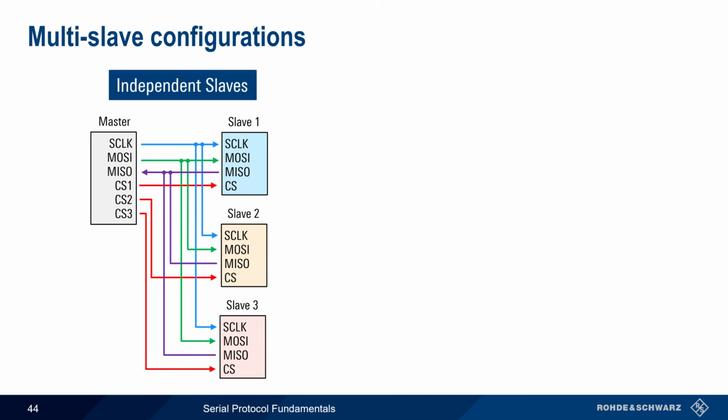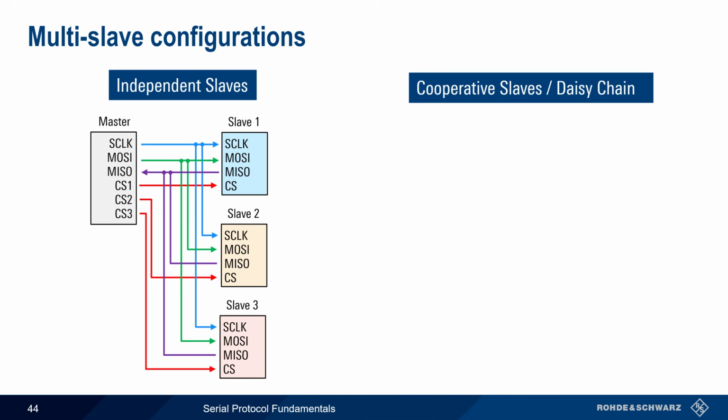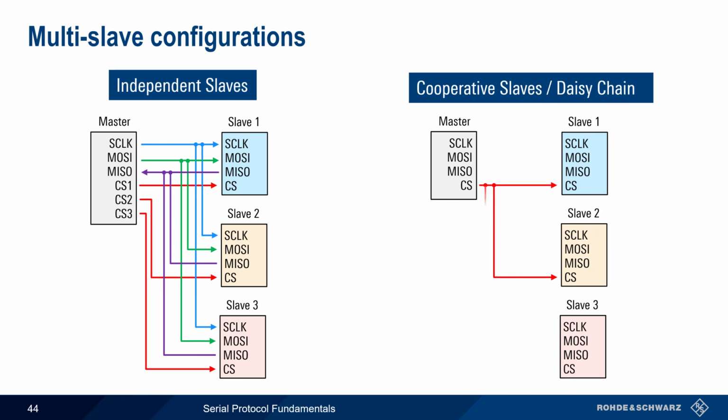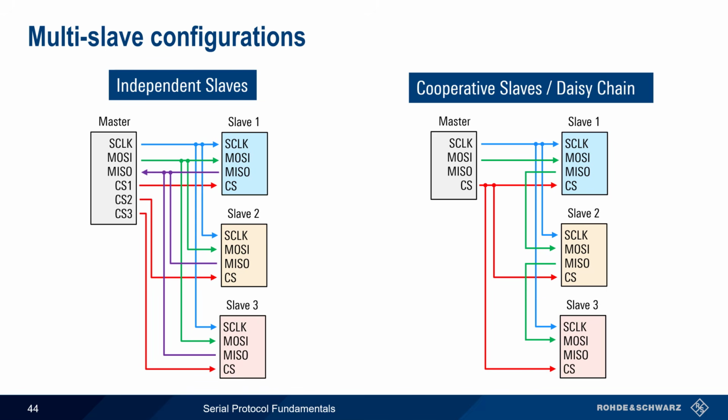The other common multi-slave configuration is called cooperative slaves, or a daisy chain configuration. Here, the master has only a single CS line which is shared among all slaves. And, as with independent slaves, the clock signal is also shared among all slaves. However, in this configuration, MOSI data is sent to the first slave, and then additional clock cycles can be used to pass it along to the next slave in the chain. This is done by connecting the first slave's MISO to the second slave's MOSI. This process can be repeated to pass data to the next slave.